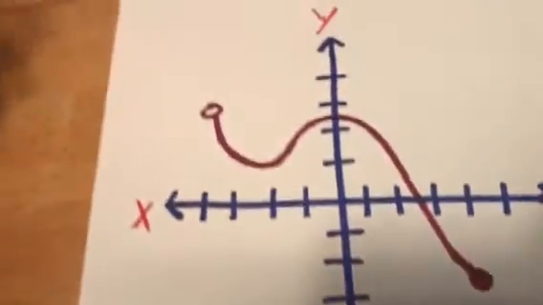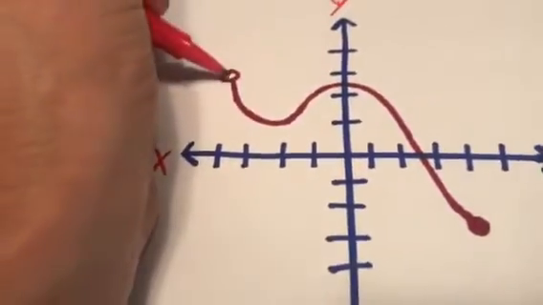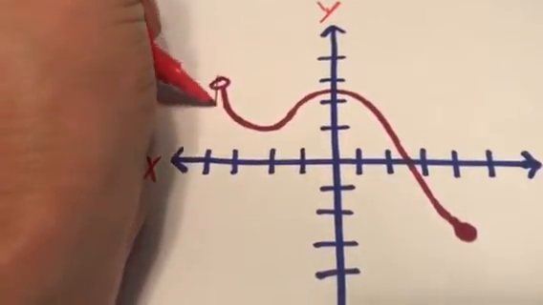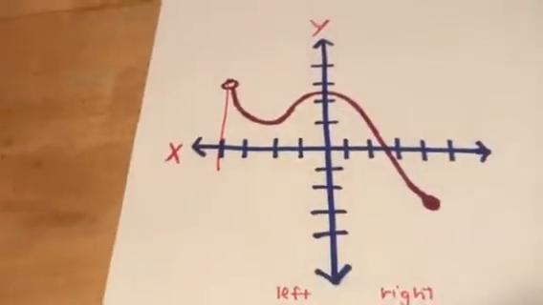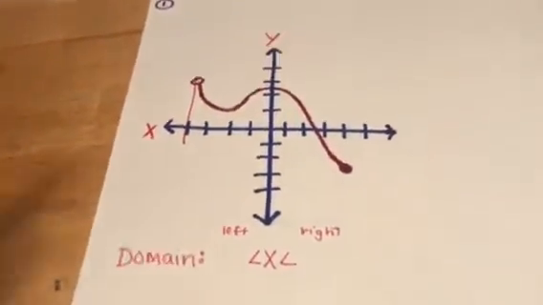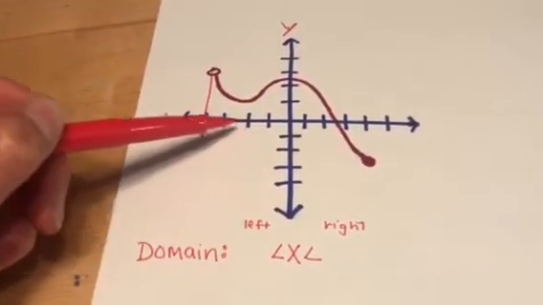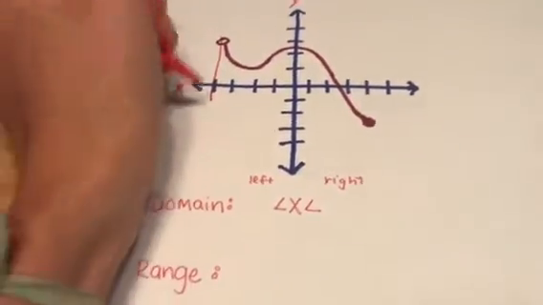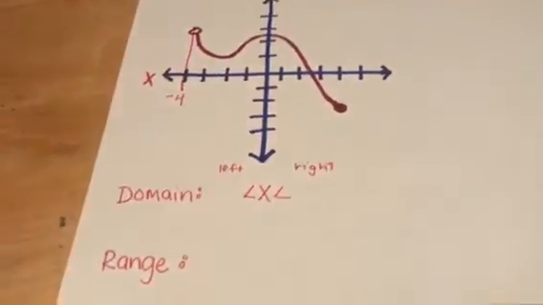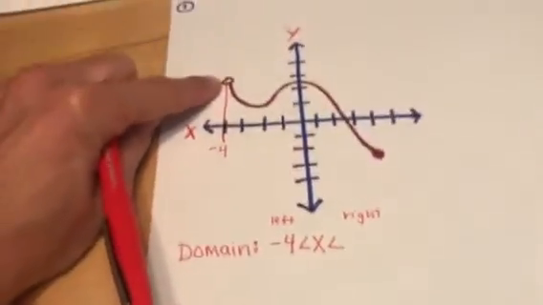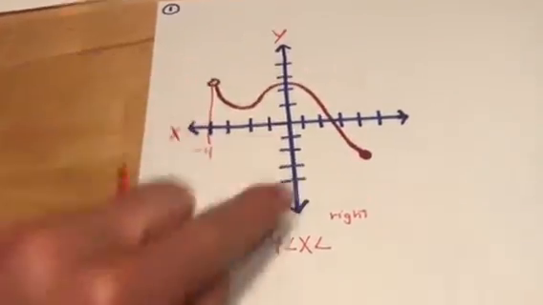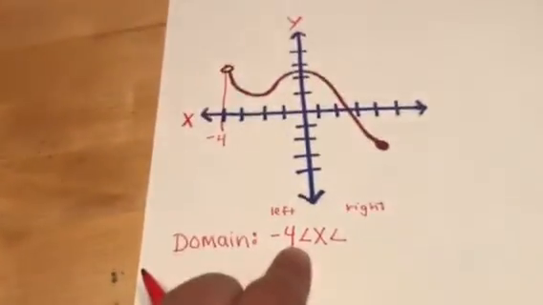This is the furthest left. I'm going to draw a line down to the x-axis. And I need to know what number this is on the x-axis. So if I count 0, -1, -2, -3, -4. The furthest left is -4. And it is an open circle, so it does not get an equal sign here.